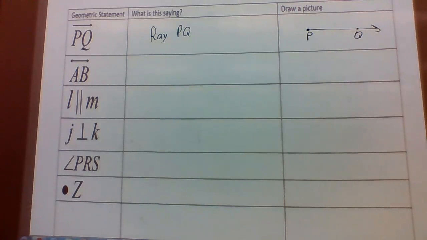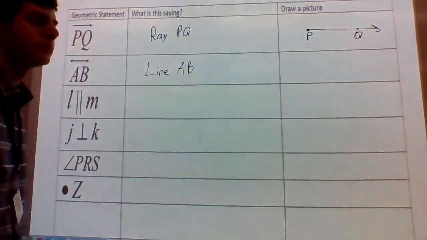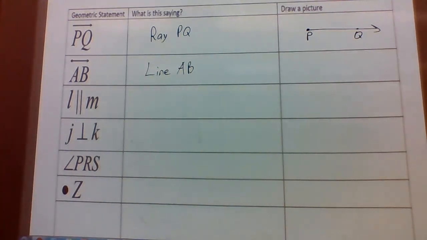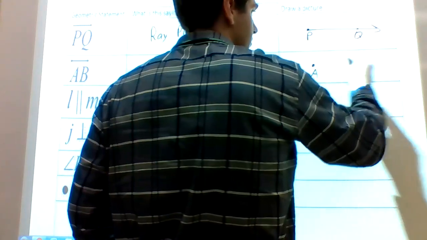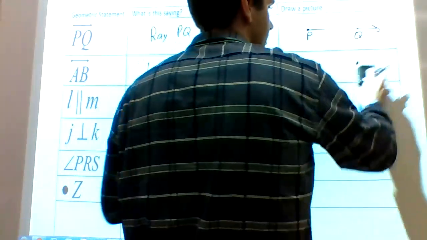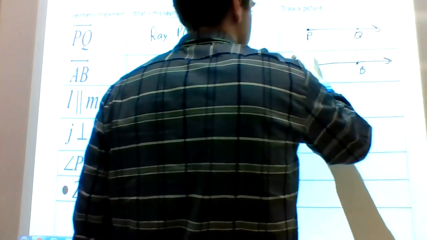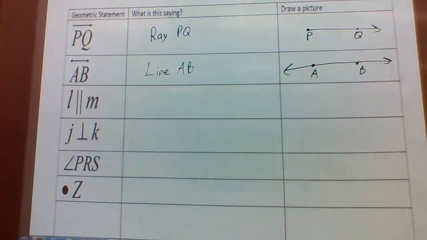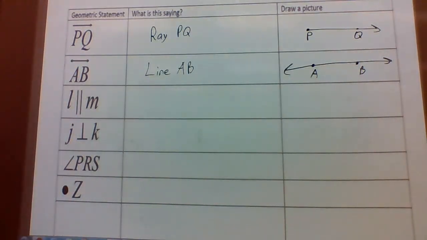Here we have the arrow going in both directions. This means it's going through points A and B, which means it's a line. There are no endpoints. This means line AB. If we were to draw a line, we put our 2 points anywhere we want them, A and B. Remember, we need 2 points to define a line. It doesn't matter where we put them or what order or what direction. With 2 points A and B, we have a line that goes through them both ways forever, so an arrow on each side, as indicated in the name.